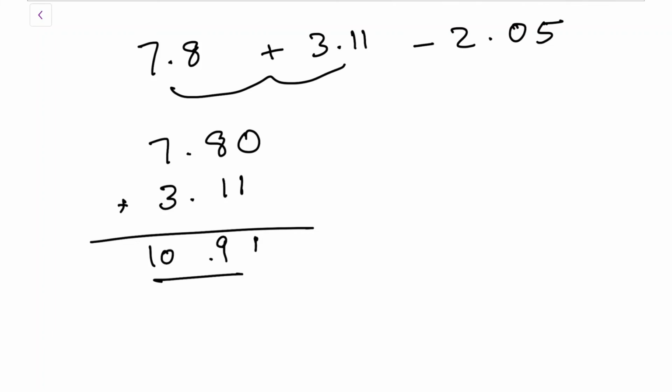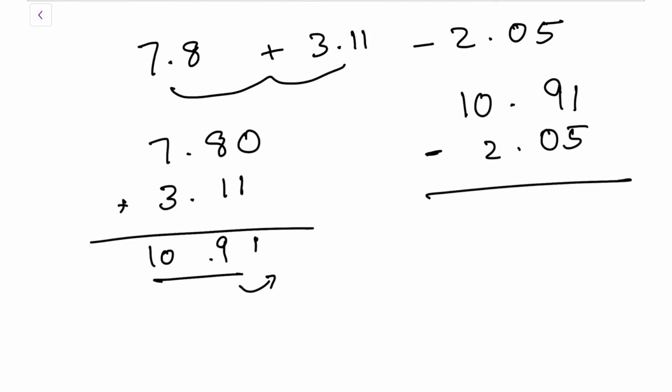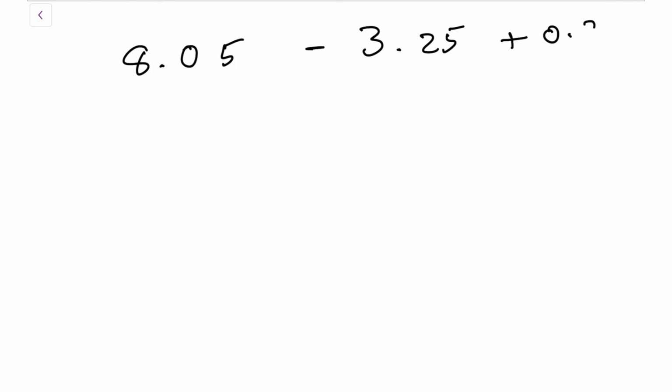And your step 2 is to do the subtraction with this answer. So you have 10.91 minus 2.05. All right, if you do this, you get it as 8.86, and this is your answer. Let's take another example. Simplify 8.05 minus 3.25 plus 0.20.